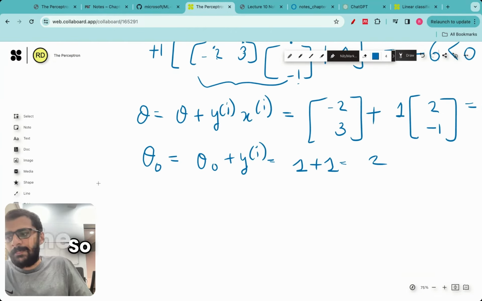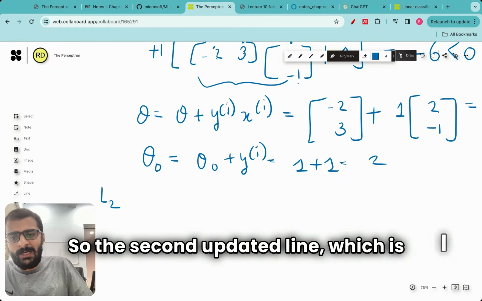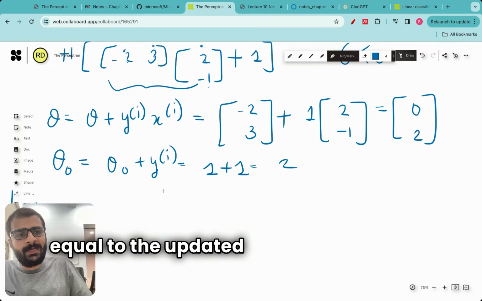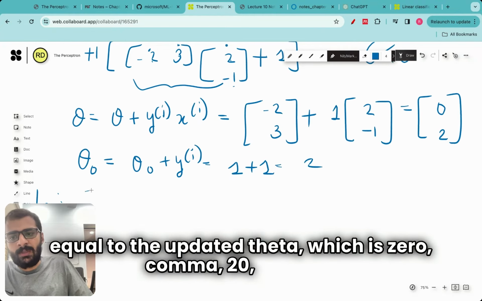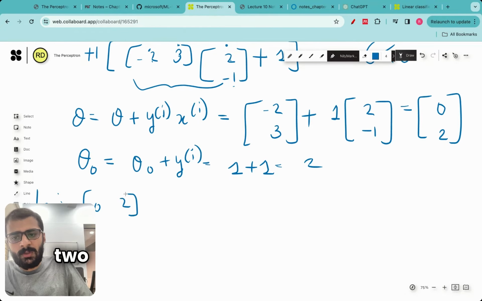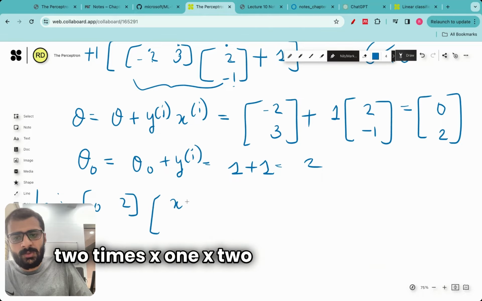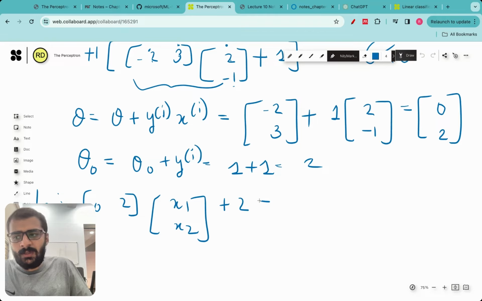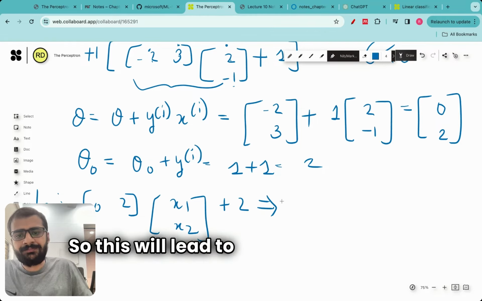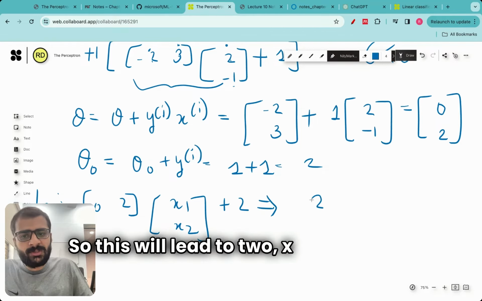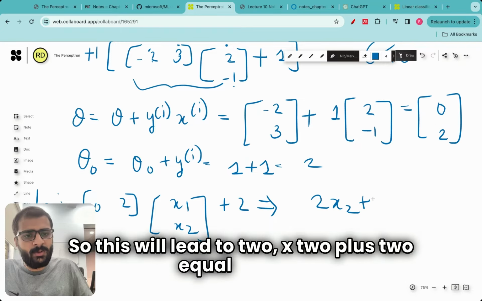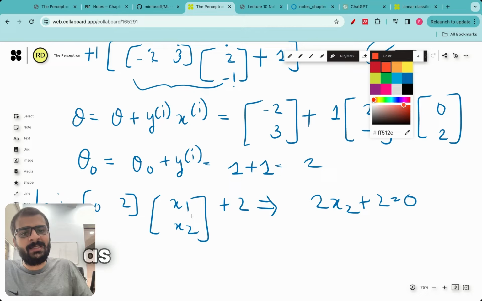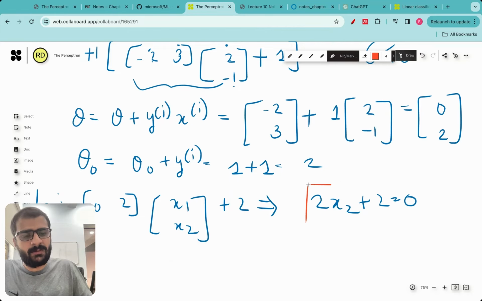So the second updated line, which is L2, will be equal to the updated theta, which is 0 comma 2, times x1 x2 plus theta naught. So this will lead to 2x2 plus 2 equal to 0. This is the second updated line as given by the perceptron.